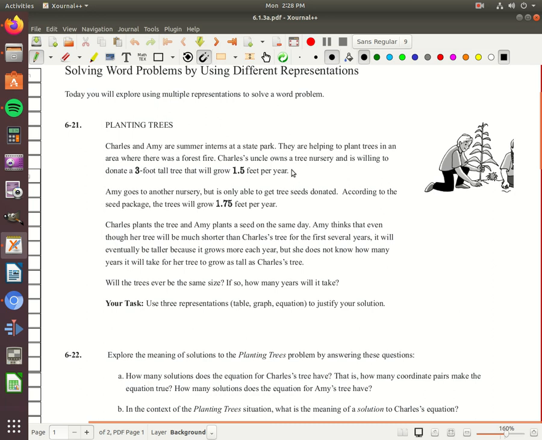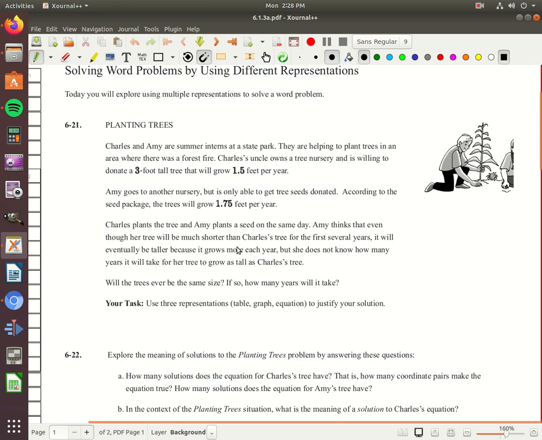Charles's uncle owns a tree nursery and is willing to donate a 3-foot tall tree that will grow 1.5 feet per year. Amy goes to another nursery but is only able to get seeds donated. According to the seed package, the trees grow 1.75 feet per year. Charles plants the tree and Amy plants the seed on the same day.